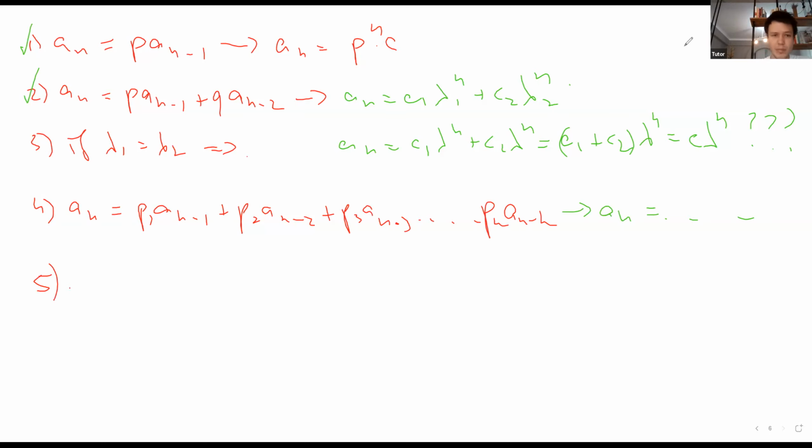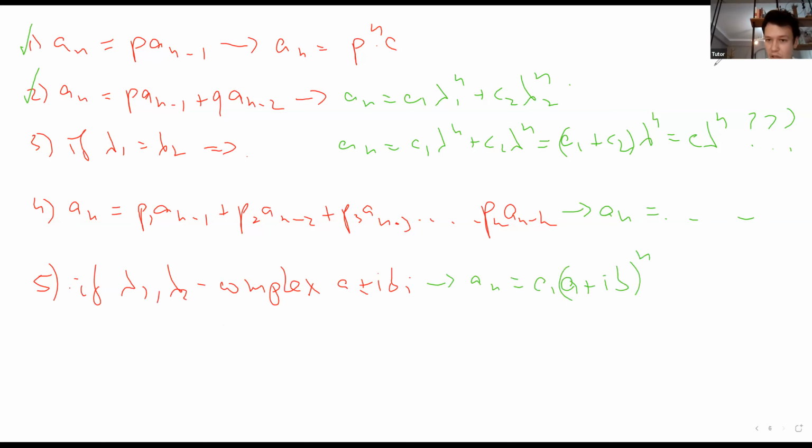So if lambda 1 and lambda 2 are complex numbers, then they're like a plus ib. You see that if they're actually complex, lambda 1 and lambda 2 have to be conjugates of each other. Complex roots always come as conjugates. But it gets complicated because you'd get that a_n is going to be c1 times (a plus ib) to the power n, and then c2 times (a minus ib) to the power n.